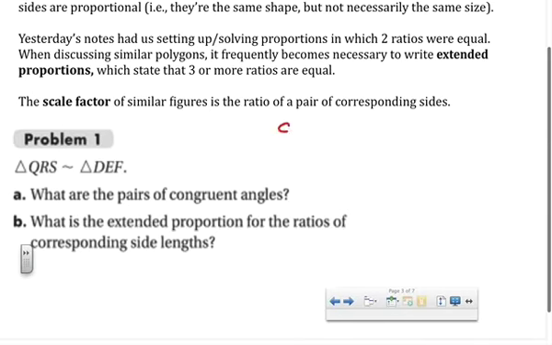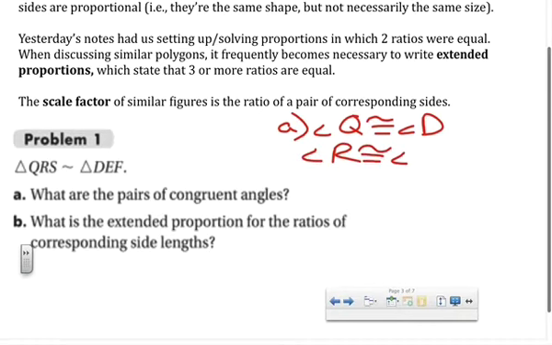So even without a diagram, remember, the beauty of it is the first letter corresponds to the first letter. So right away, for part A, for example, we could say that angle Q is congruent to what? Even though I don't have a diagram, I just know. Go ahead and say it. Angle D. Angle R is congruent to angle E. And angle S is congruent to angle F.